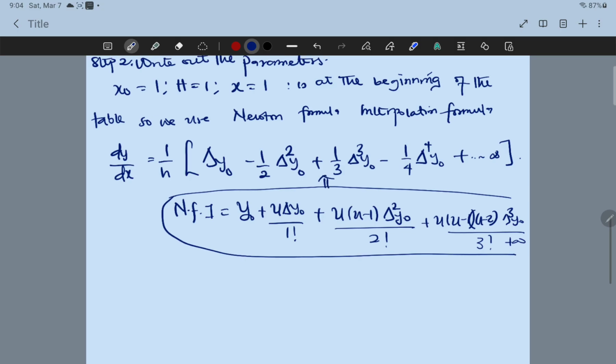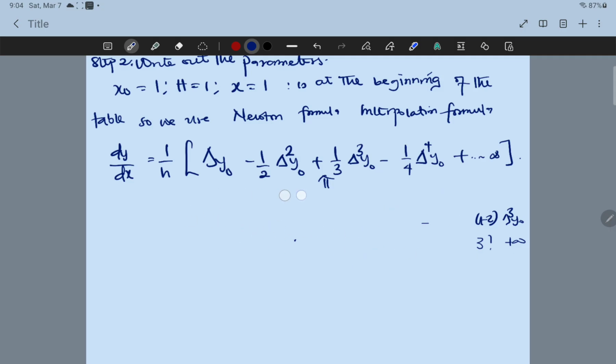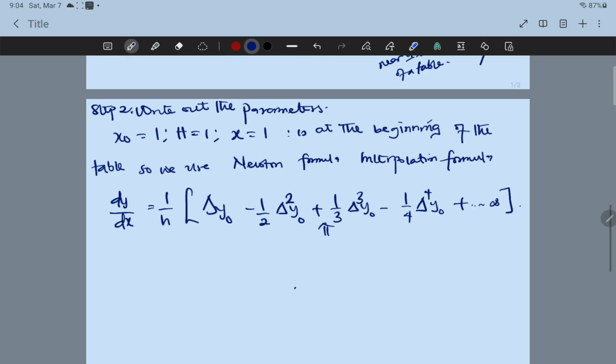You arrive at this formula. You understand me? So that is just what we are trying to say. When you differentiate an NFI, you're going to have a numerical differentiation that is going to give you this. The dy/dx will be this. All right? This whole thing.